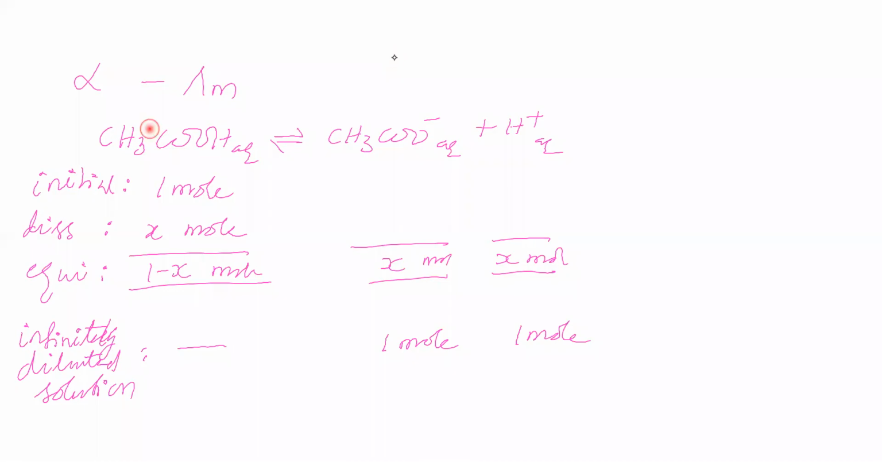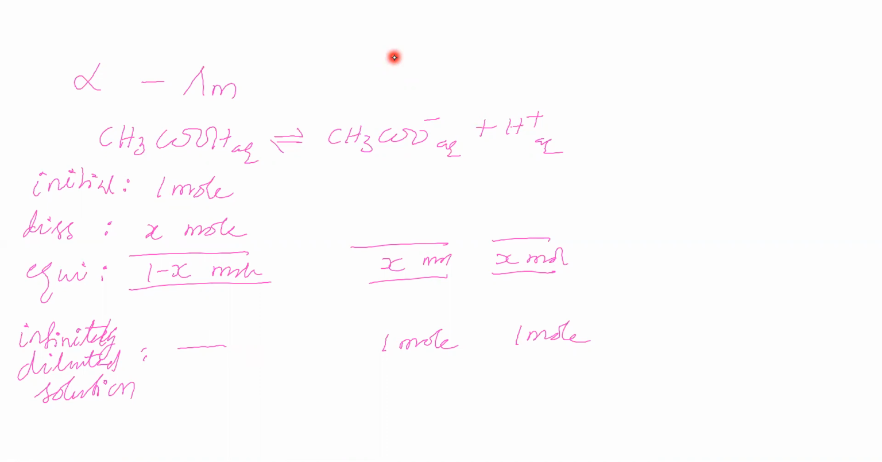If you take this solution to infinite dilution, what happens? It undergoes complete dissociation, so undissociated acetic acid molecules are not present. Since it is undergoing complete dissociation, you are getting 1 mole of acetate ion and 1 mole of H plus ion. Okay.